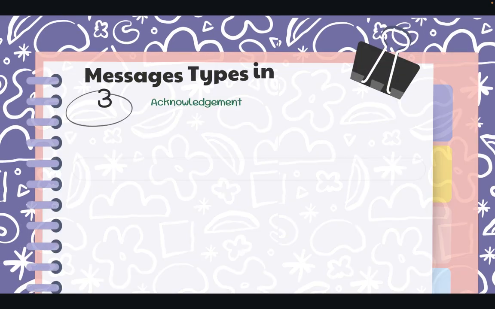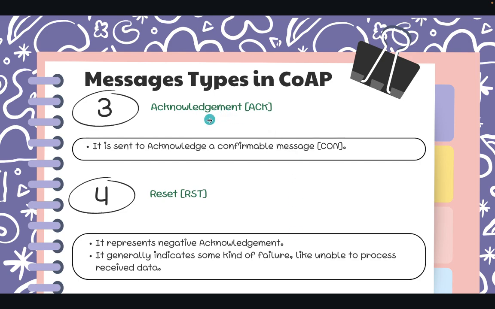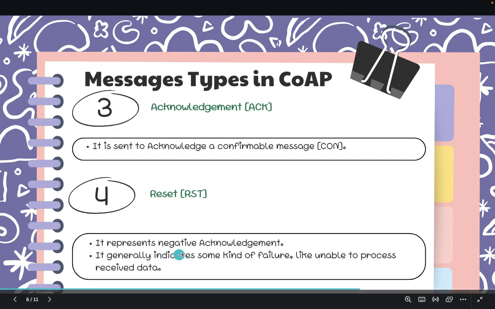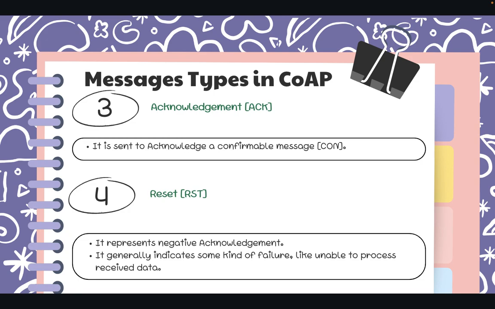Next, the third and fourth message types. The third one is the acknowledgement message, called ACK. It is sent to acknowledge a confirmable message, CON, as we have discussed in the first message type. And the fourth is reset, RST. It represents a negative acknowledgement, that is, we have seen it in the second figure of the first message type. It generally indicates some kind of failure, like being unable to process or receive the data. So this is the most important topic of CoAP, that is, message types in CoAP.